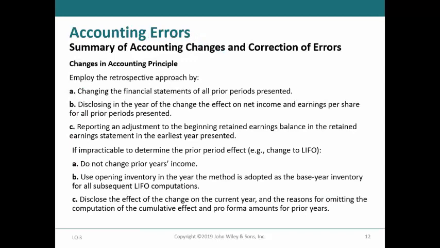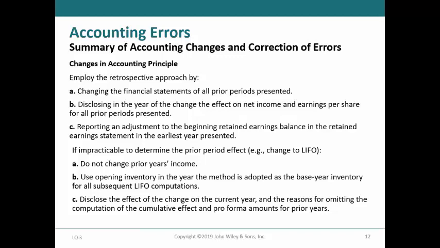In summary, we use the retrospective approach for changes in accounting principle as long as it is practical to do so. This involves presenting all comparative financial statements on the new principle, disclosing the effects of the change on net income and earnings per share for all periods presented, and adjusting the beginning balance of retained earnings for the cumulative effect of the change on all prior periods not presented.